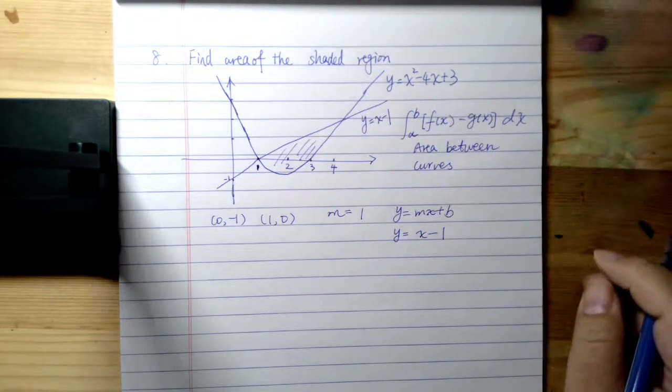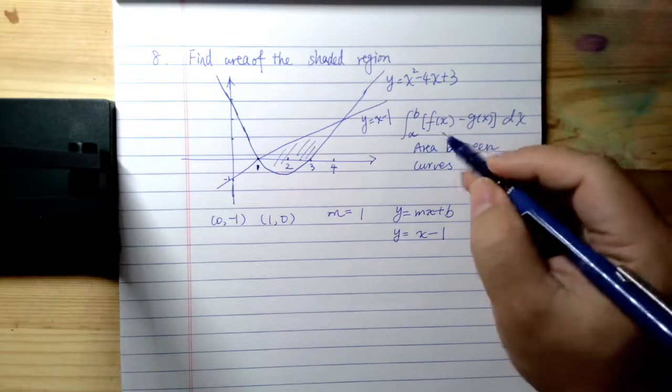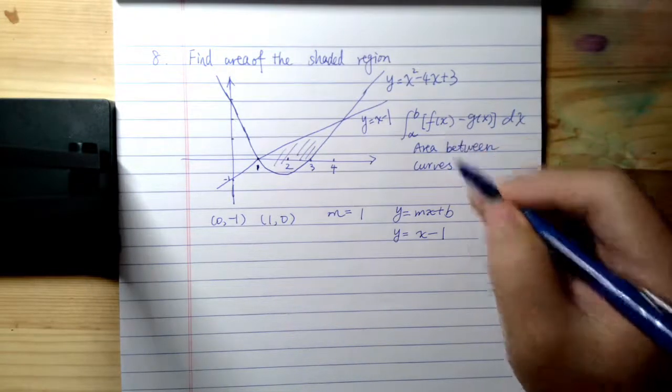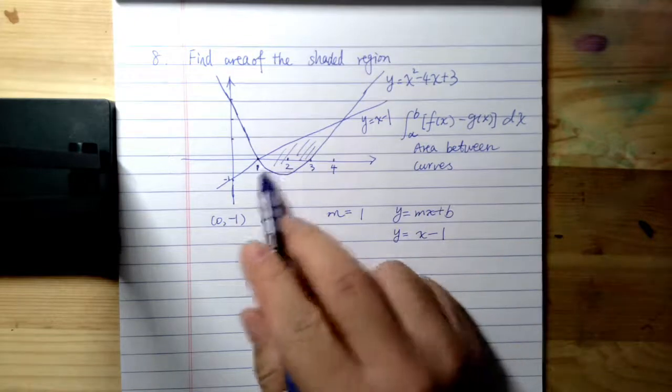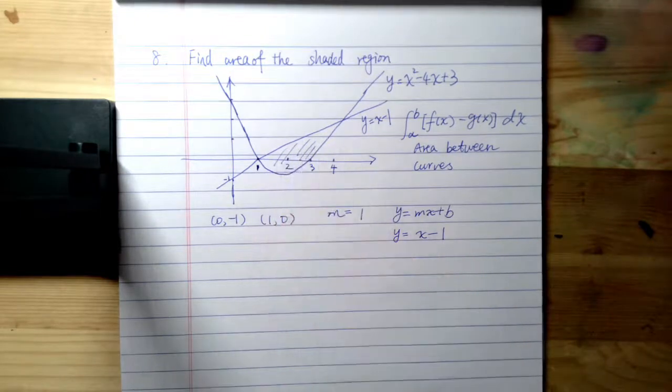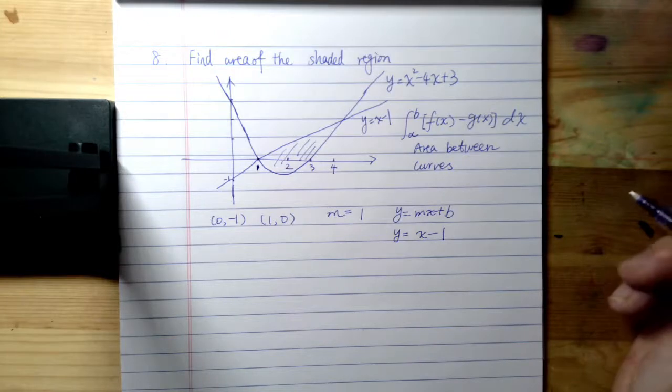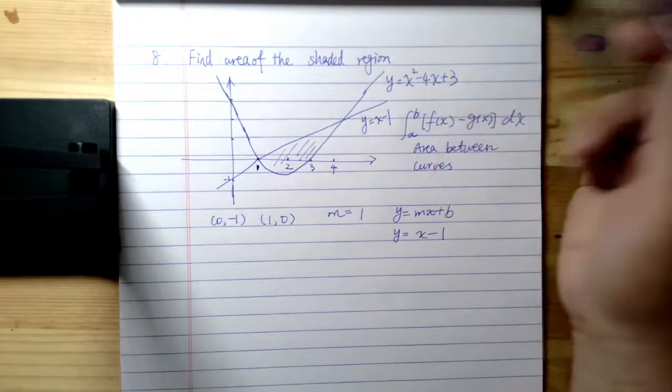So with that in mind, we can see f(x) is x minus 1, because it's the upper function for this shaded region. Next, we need to figure out the end point.